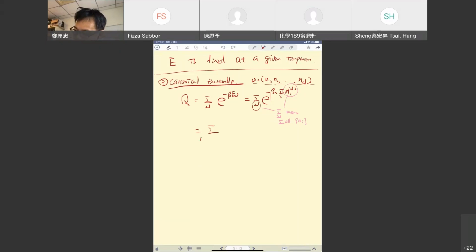We have N1, N2, N3, up to capital N. Each one can be either 0 or 1. So you select 0, 1, 0, 1, 0, 1, 0, 1, any combination. You have a set of this vector ni, and then exponential minus beta sum over j equals 1 to N of epsilon_j n_j. This will be the total energy. And we need to sum over all the possible nj's, all the combinations denoted here.